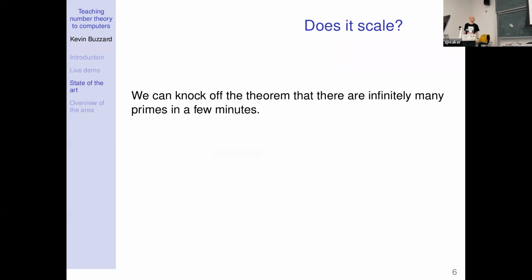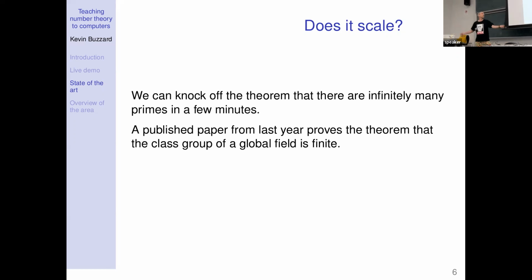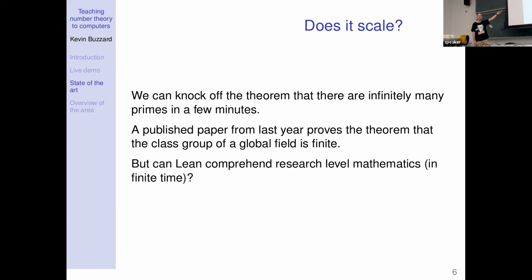Right, so okay, how are we doing? We're doing fine. So there we go. We can knock off the proof that there's infinitely many primes in a few minutes. And I've already said that some friends of mine proved that the class group of a global field is finite last year. And so you kind of wonder, that's the kind of thing that we might teach to undergraduates or MSc students. So how far can it go?